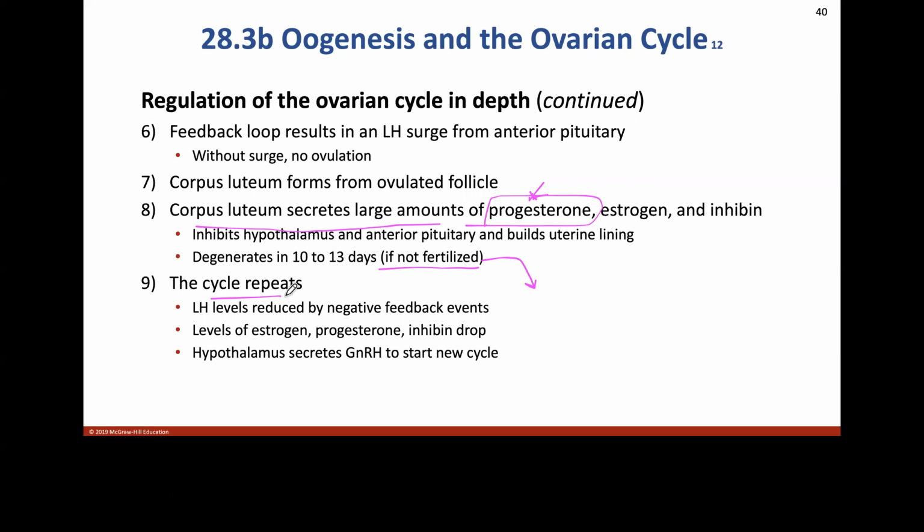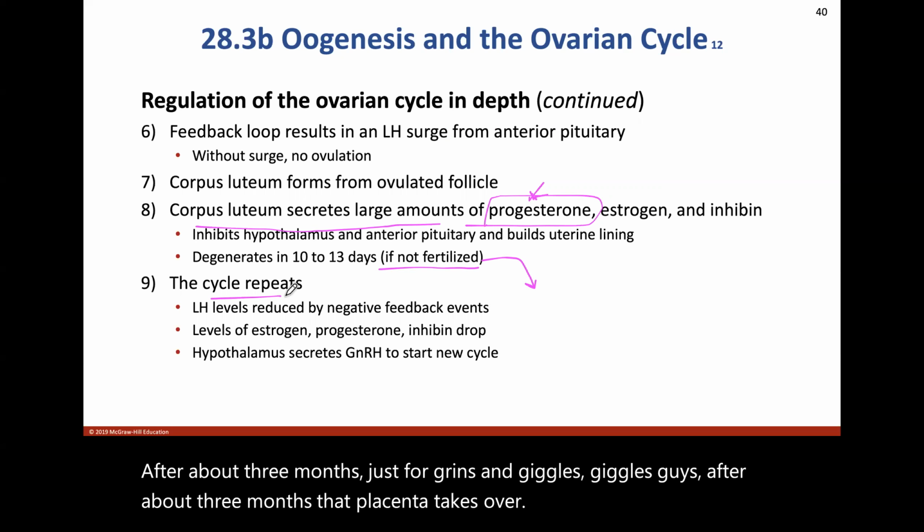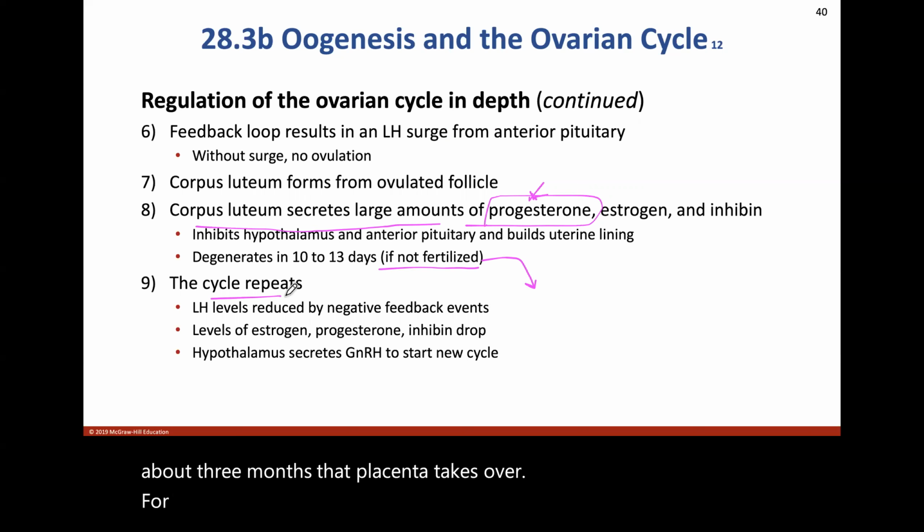After about 3 months, just for grins and giggles, guys, that placenta takes over for the ovary, for the corpus luteum. And then it will regress and the placenta takes over.